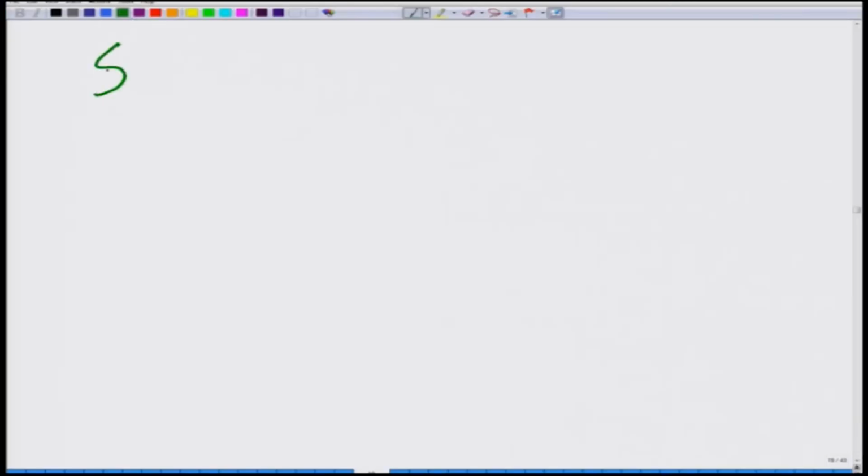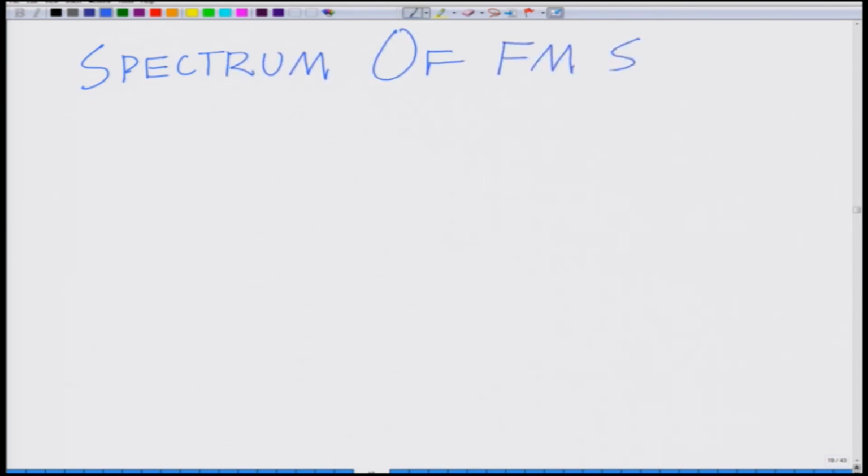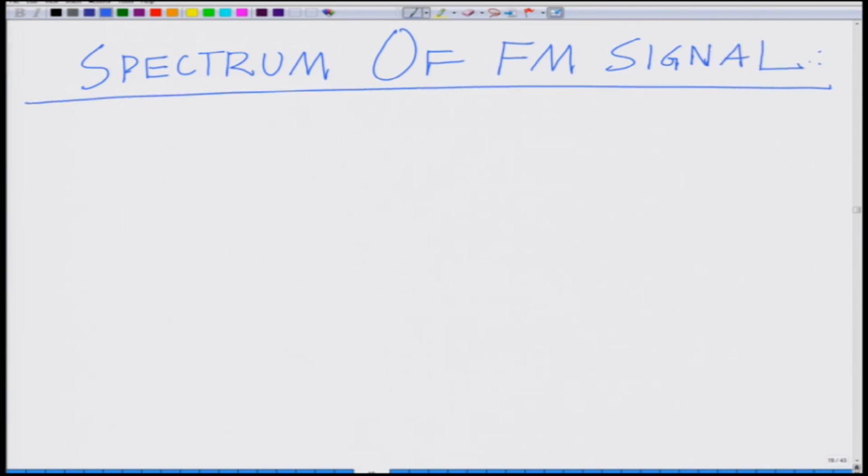So, in this module let us start looking at the spectrum of the FM signal, alright. So, we are looking at frequency modulation. Let us now start looking at the spectrum of an FM signal, okay. So, we want to look at the spectrum of the FM signal.